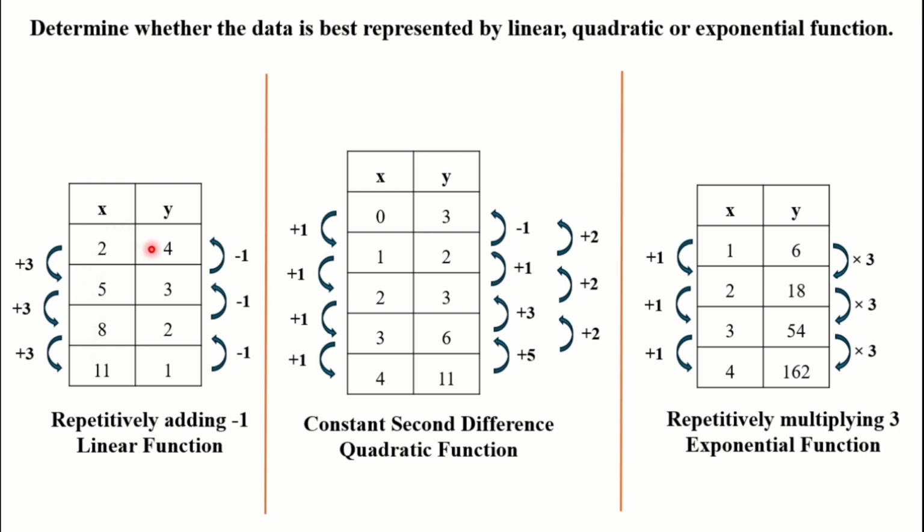But based on the output value we can predict which type of model we can use. You can see here 1 minus 2 is minus 1, 2 minus 3 is minus 1, 3 minus 4 is minus 1. This means repetitively adding minus 1, we will get the next value for output. Here we can say that the linear function is best suited for the given data.